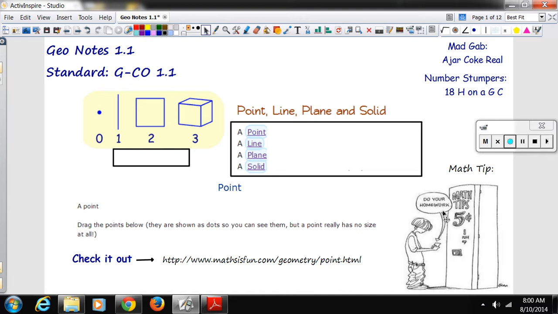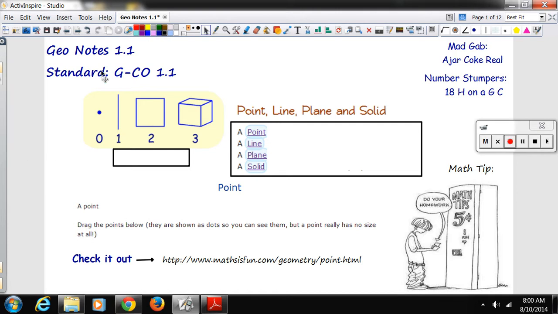Math tips, 5 cents. The tip says do your homework. You know that's so important to do. Hopefully you do your notes. Fill in your notes. It really will help you on your tests and quizzes, to have notes to study and to use on a quiz. It should help you quite a bit.